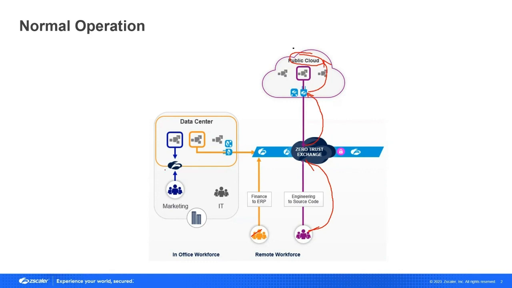Same thing with the on-prem, but a slight difference here. We have users from marketing. They will talk to the private service edge, and then this private service edge talks to the app connectors, and then the app connectors talk to the actual servers. Now, that's the high-level view for a normal operation.